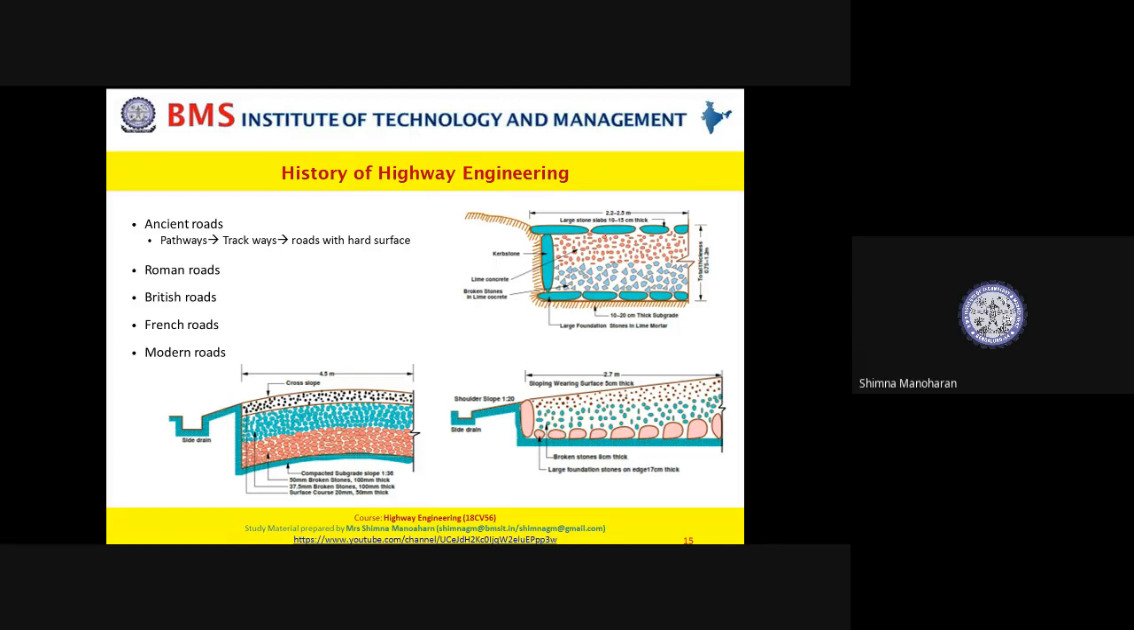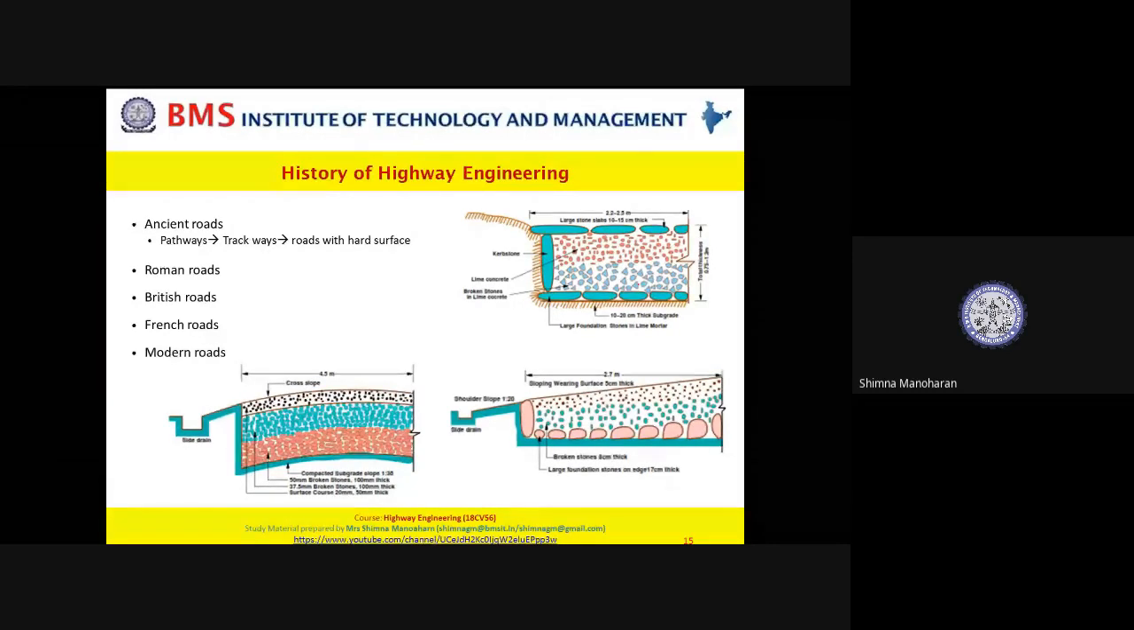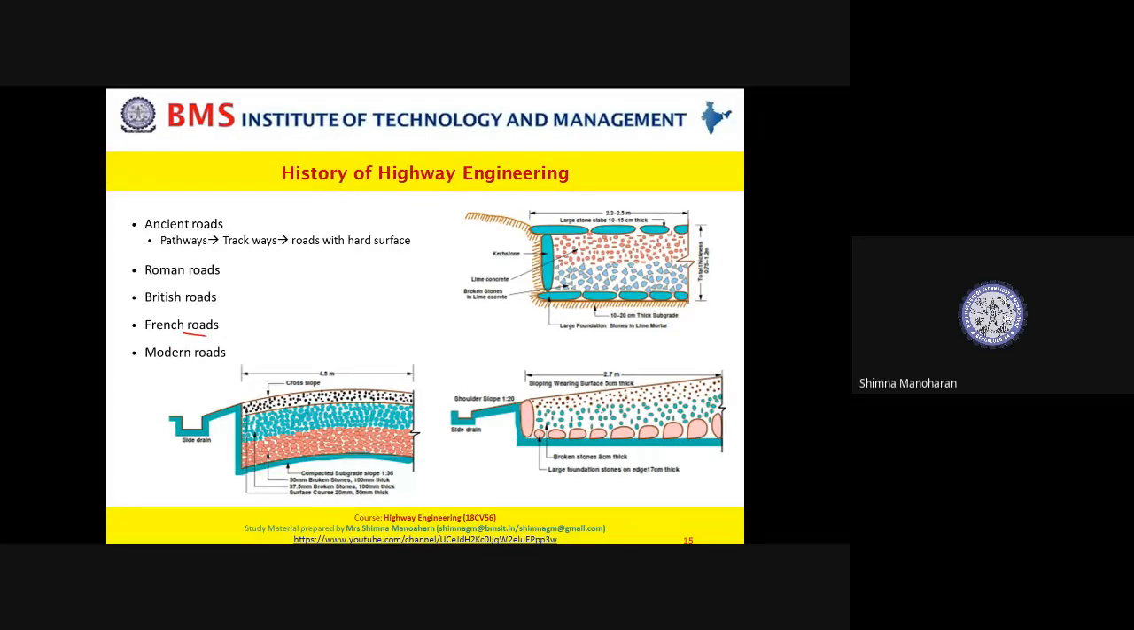So the next major development in road building came along with French roads. So the next one is the French road. So this is an example of a French road.